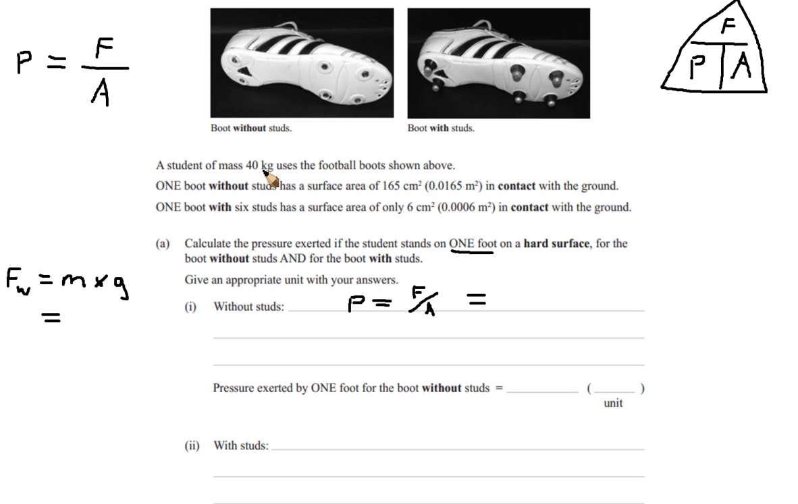So it says here his mass is 40 kg. So we'll go 40 times 10. So his weight force is 400 newtons. Okay, so we've got the force is 400. There we go, 400 newtons. And we divide that by the area here. Now we're going to start off with the shoe without studs. So that's the one here.